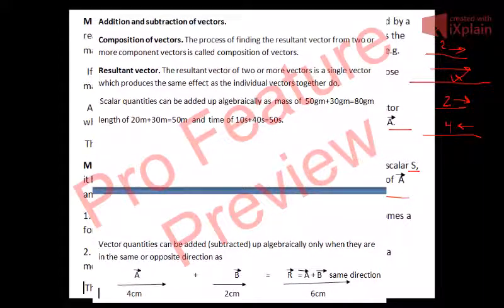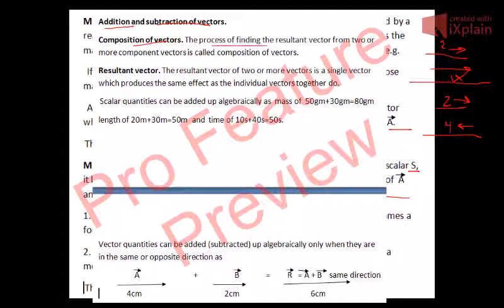Now we have another topic, that is addition and subtraction of vectors. Before doing that, let me tell you about composition of vectors. What is composition of vectors? We will discuss another topic, the reverse process of composition, that is resolution of vectors, later on. Now, in this topic, we will discuss composition of vectors.